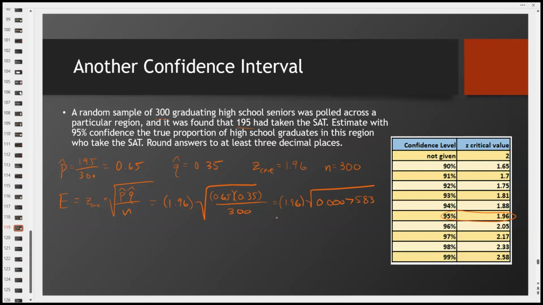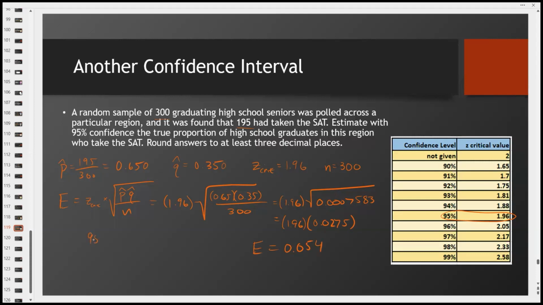0.00758. I'm just not rounding here. I just want you guys to see the intermediate steps so that you can make sure you're getting the right numbers in your calculator. And then when we multiply that times each other, we get a margin of error of 0.054. And we can write these to 3 decimal places.